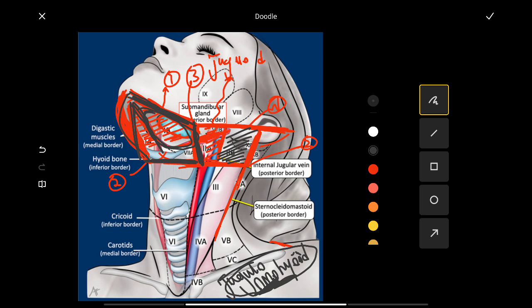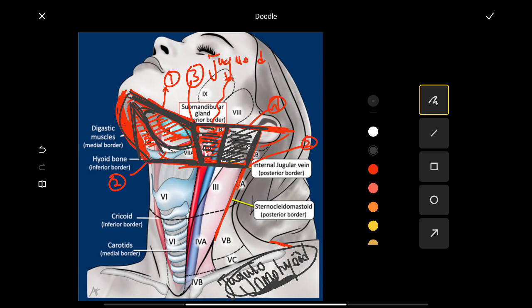Correcto? Clear up to this point? Level 2, we said that the inferior border is the inferior border of the hyoid. Superiorly is the skull base. Posteriorly is the posterior border of sternocleidomastoid. And anteriorly is the posterior border of the submandibular gland. And then we said it is also further subdivided into 2A and 2B. 2A is in front of the internal jugular, 2B is behind the internal jugular.